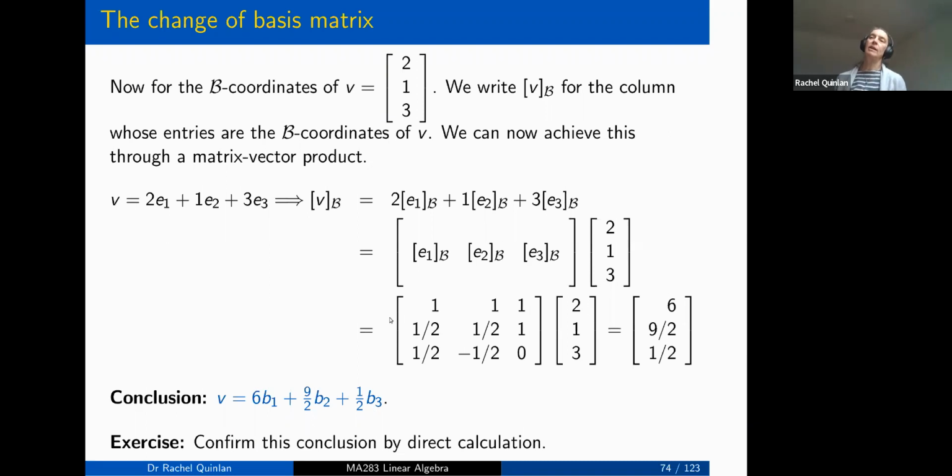And the point really here, I guess, is that there was nothing special, of course, about this vector V to begin with. If we replace 2, 1, 3 by any other vector whose coordinates with respect to the basis B we wanted to know, we'd have exactly the same process. Take that other vector and multiply it on the left by the matrix B inverse, which we can refer to as the change of basis matrix from the standard basis to the basis B. Okay, so it's just the inverse of the matrix whose columns are the elements of the basis B itself.